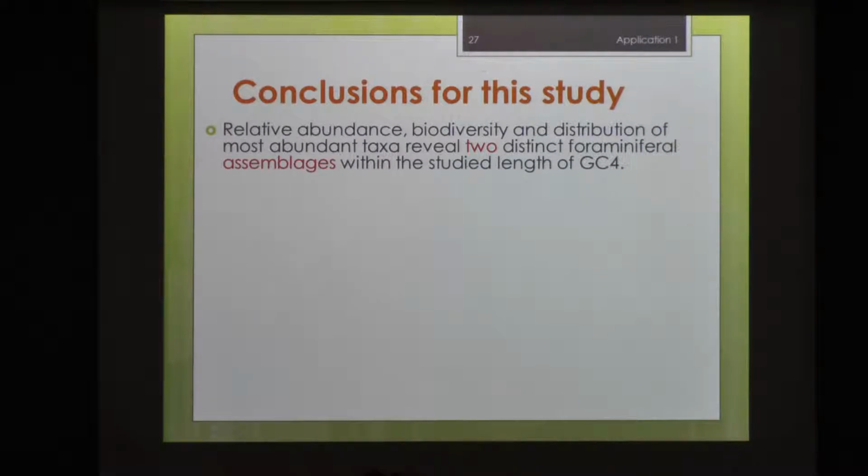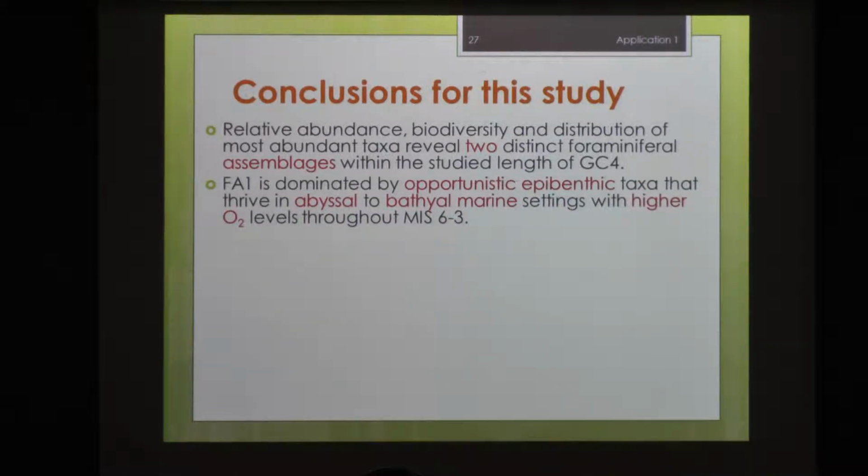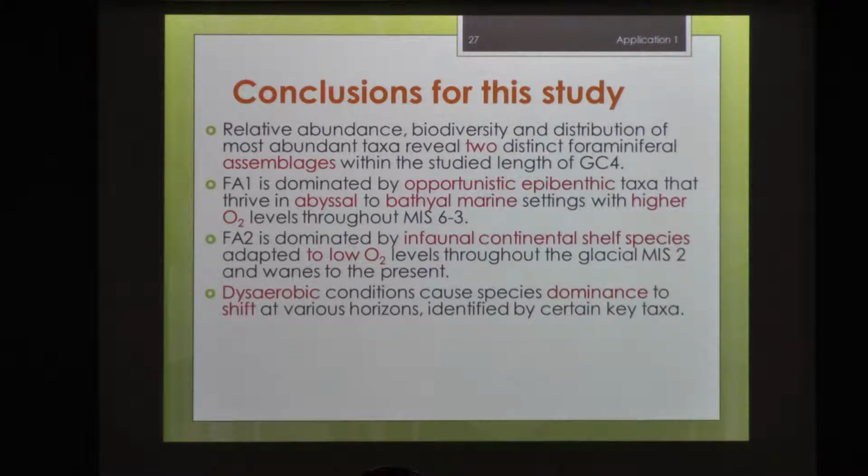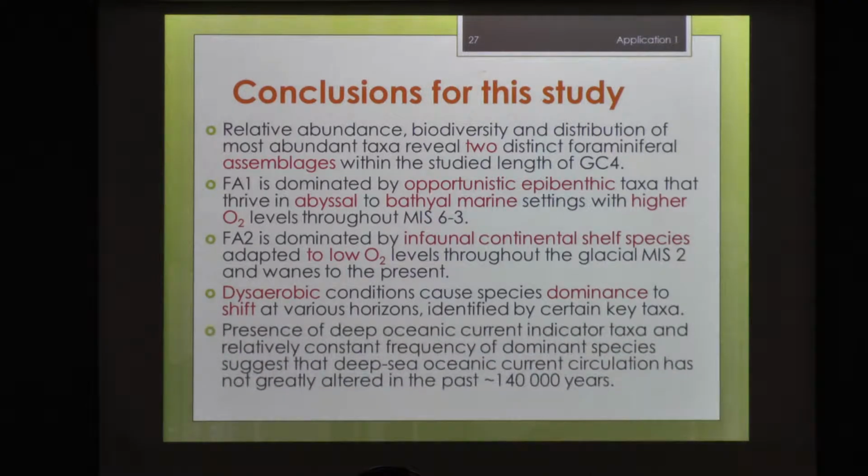All right, so for this study, everything that I can pull together is basically that relative abundance, biodiversity, and distribution of the most abundant foraminiferal taxa revealed 2 assemblages. Foram assemblage 1 was dominated by opportunistic epibenthic taxa that thrived in abyssal to bathyal marine settings with high oxygen levels from marine isotope stages 6 through 3. Foram assemblage 2 was dominated by infaunal continental shelf species adapted to low oxygen conditions throughout glacial stage 2 and wane to the present. Disaerobic conditions caused species dominance to shift at various horizons identified by key taxa.